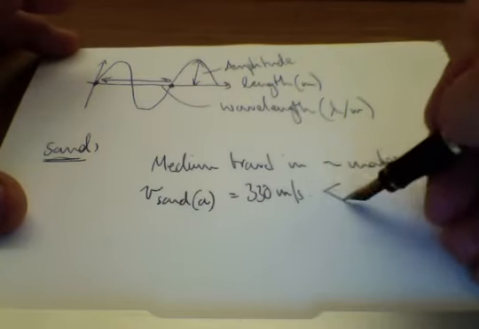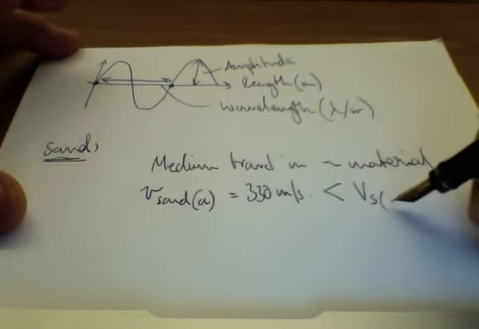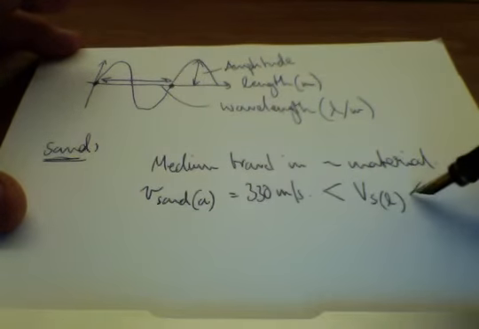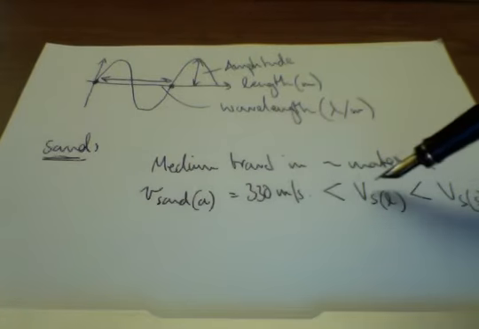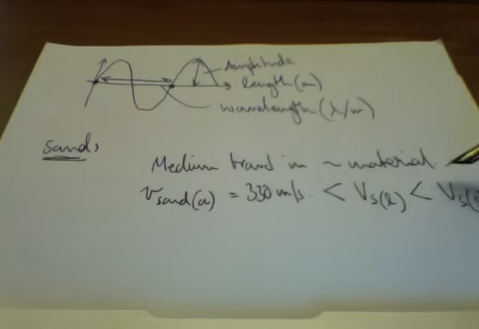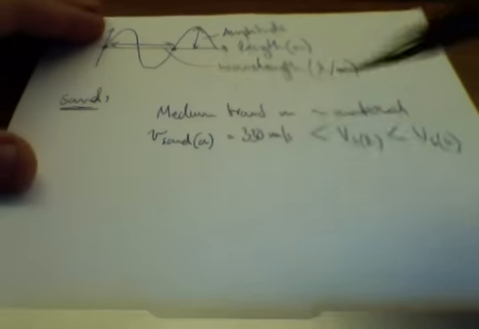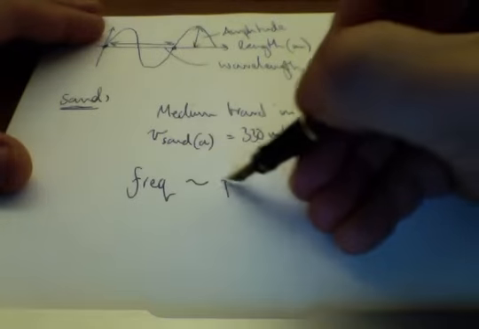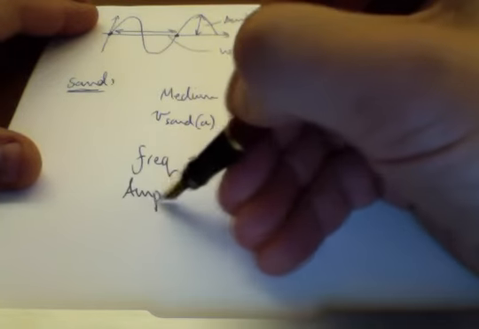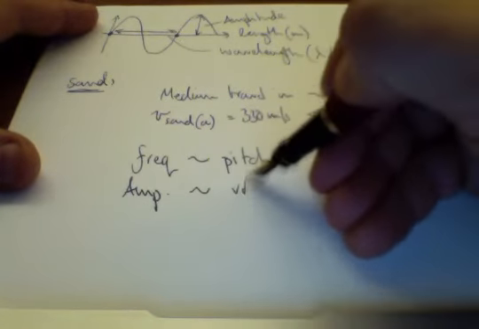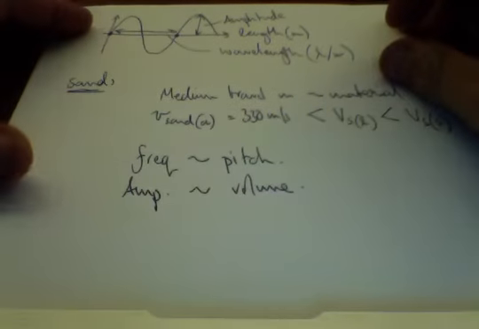However, that is much slower than the speed of sound in liquids, and that indeed again is much slower than the speed of sound in solids. The reason being that as you get more tightly packed atoms in liquids and solids, so the vibration can move faster through them. Okay, and finally, we often talk about the frequency of a sound, but that is referred to as the pitch of a sound. And if we're talking about the amplitude of sound, that's often referred to as the volume of the sound.